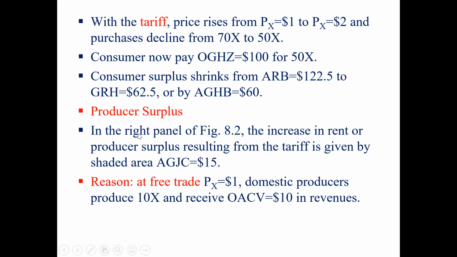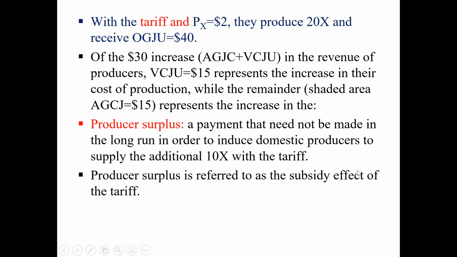And in the right panel, we see the producer surplus. The increase in the rent or the producer surplus resulting from the tariff is given by the shaded area, which is equal to $15. At free trade, price was $1. The domestic producer produced 10 units and received OACV, which was equal to $10. Now it is receiving $20. With the tariff, price is equal to $2, the producer now produces 20 units of X and receives $40.